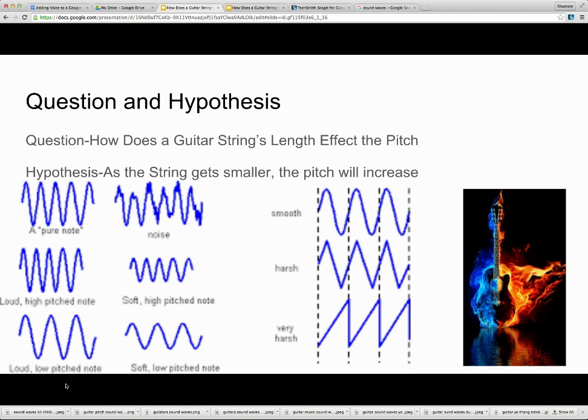Next slide. Question and hypothesis. So my question was how does a guitar string's length affect the pitch? And my hypothesis was that as the string gets shorter, the pitch will increase.